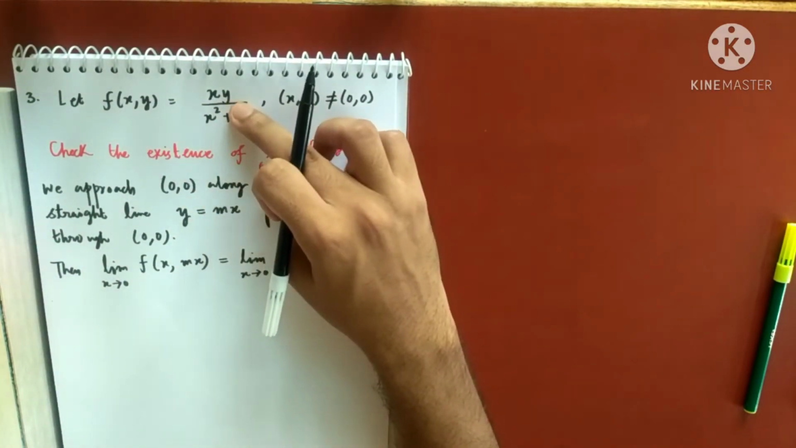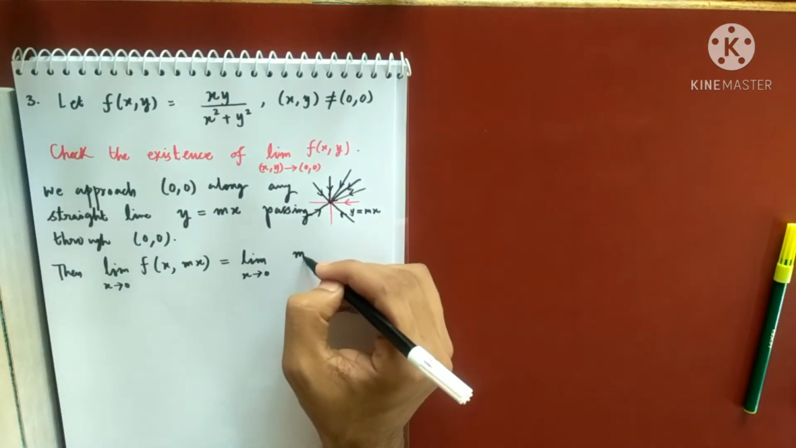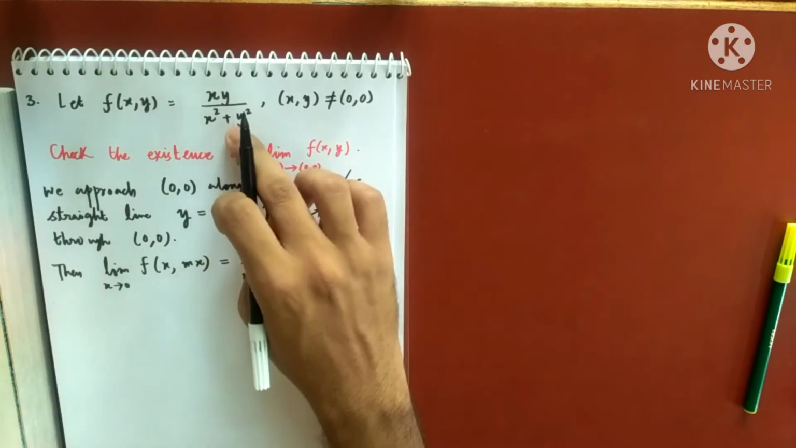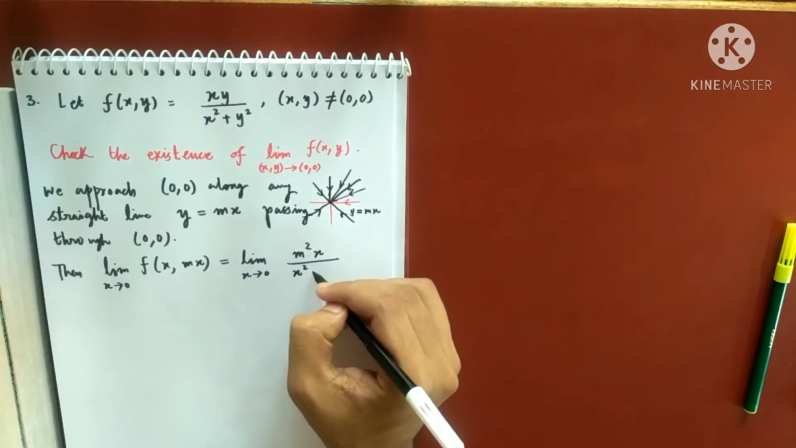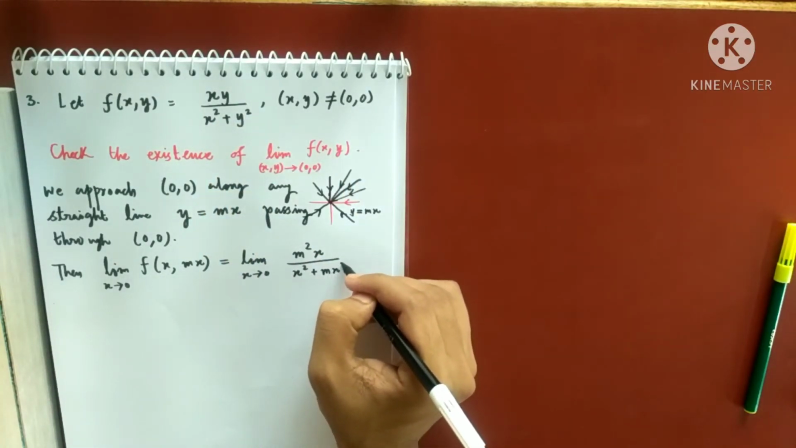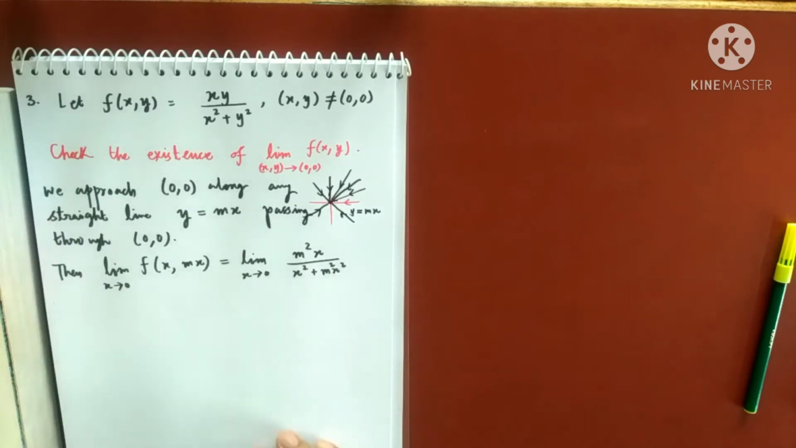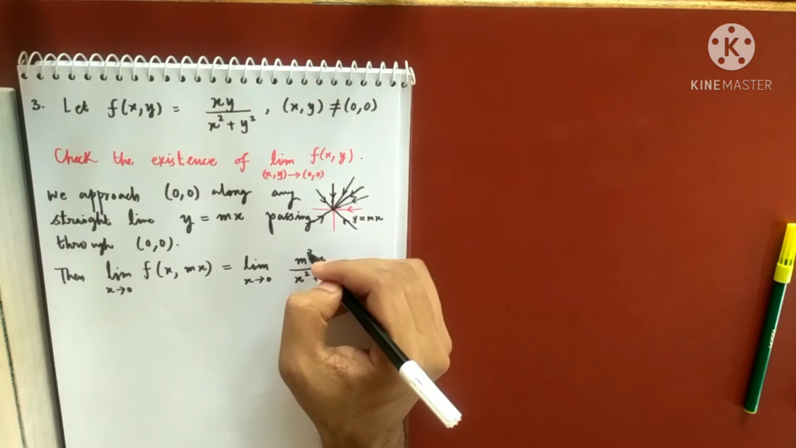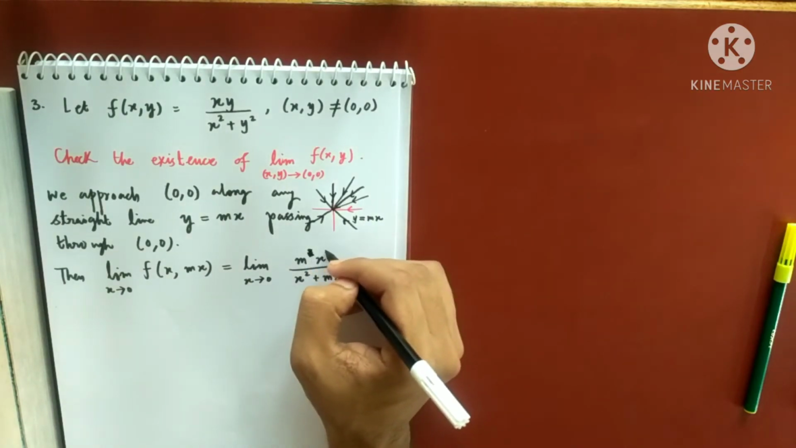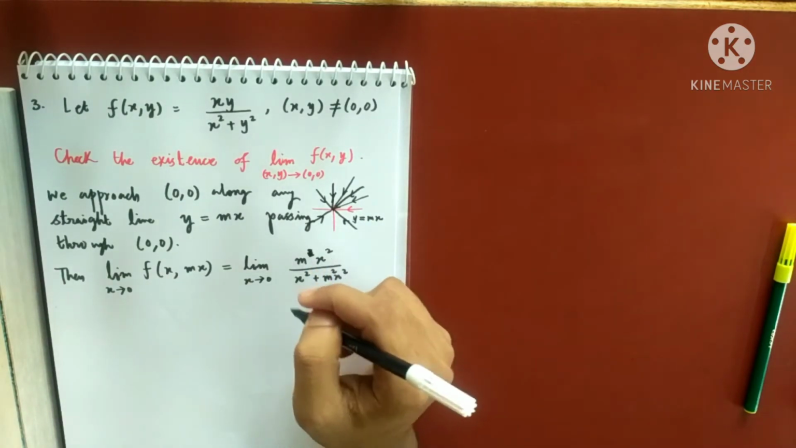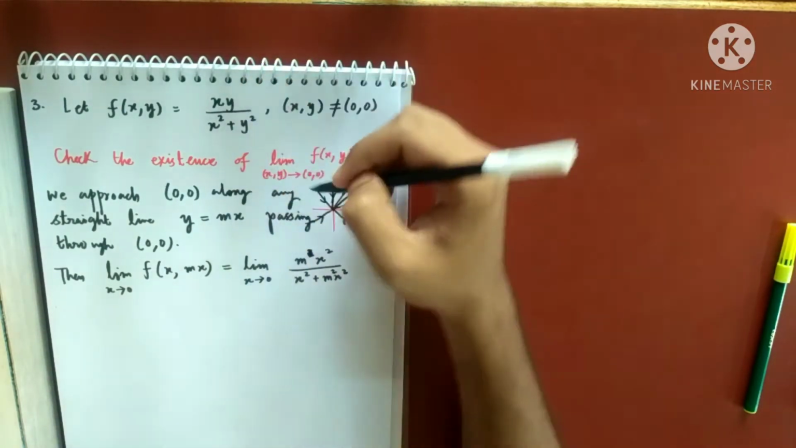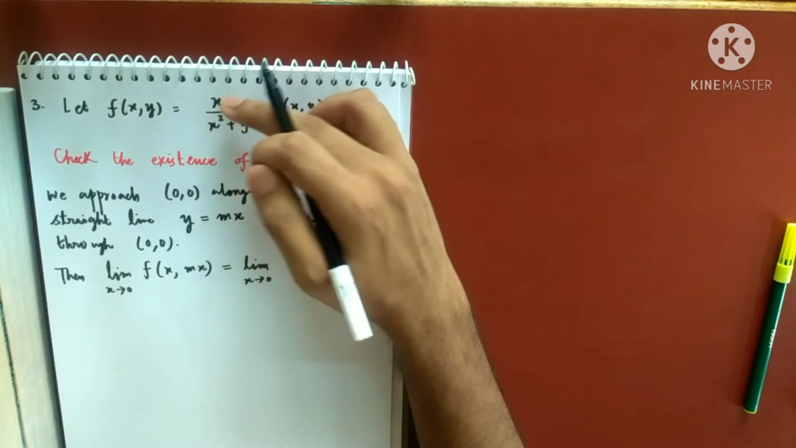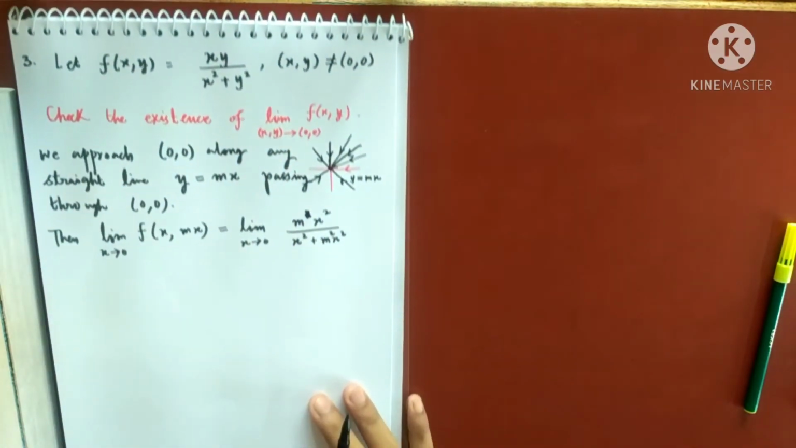So what will the numerator become? It will become m square x by x square plus mx square. Sorry, m square x square. Yeah, it's mx square. Oh, so sorry. Not m square x, but mx square. Thank you. So this y is mx, so I am putting mx. So m into x into x, that is mx square, not m square x.